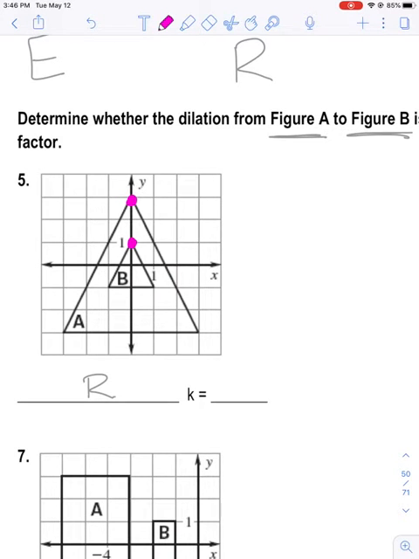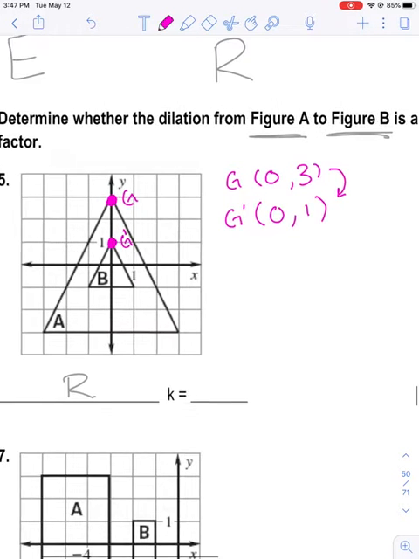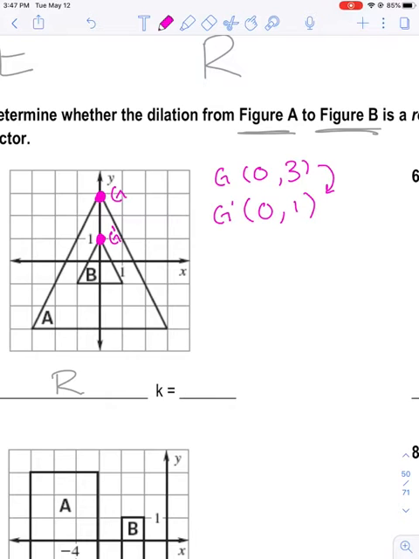Just to keep things simple, I'm going to call it some random letter. I'll do G and G prime because we're going from A to B. G is a random letter I made up. So G has coordinates 0, 3, and G prime has coordinates 0, 1. So basically the question is, what did I multiply the coordinates of G by to get the coordinates of G prime? So you basically divide in the opposite order then.